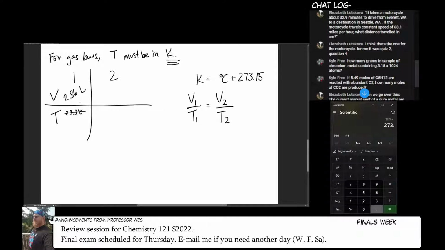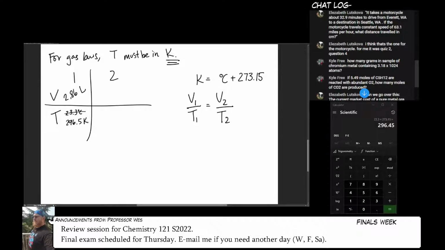Plus 273.15. Now remember sig figs, so my first number only went to the tenth place, so I'm only going to keep that to the tenth place. So this would be 296.45, which we would round up to that. So there's our temperature in Kelvin.